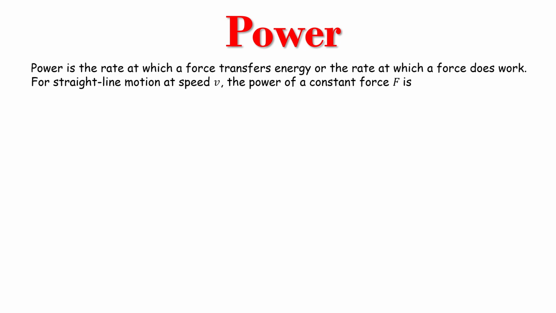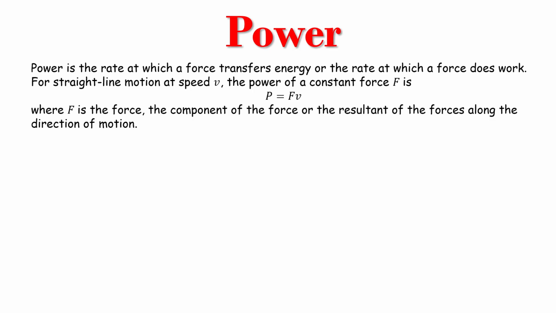So now let's talk about our final section, which is power. Power is the rate at which a force transfers energy or the rate at which a force does work. So for straight line motion at speed v, the power of a constant force F is given as P equals FV, where F is the force or the component of the force or a resultant of a few forces along the direction of motion. Okay, so this is very strongly linked to our work is equal to Fs, P is equal to Fv, but the same idea is there. We have to think in terms of the force along that movement.